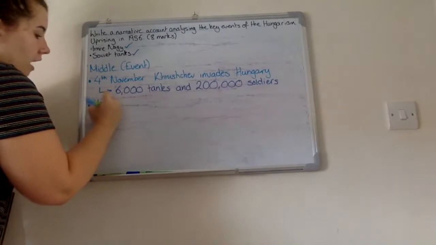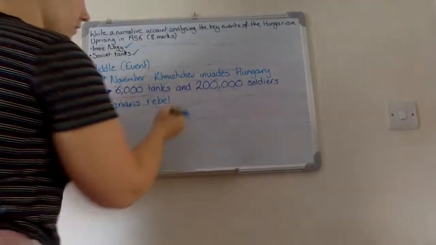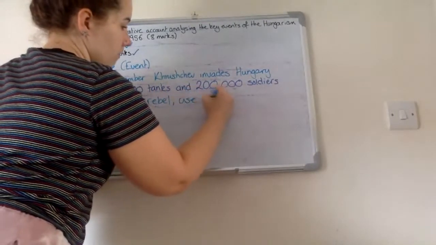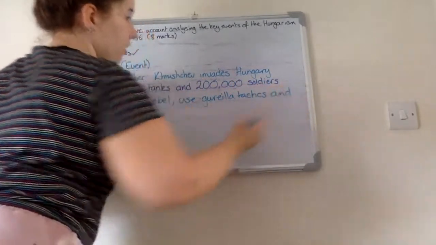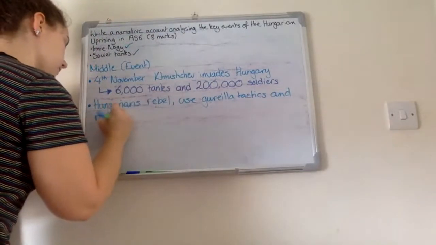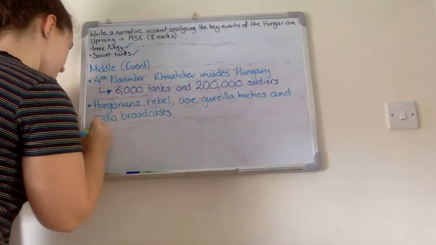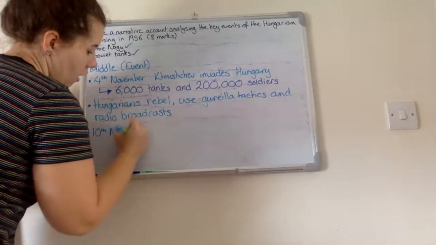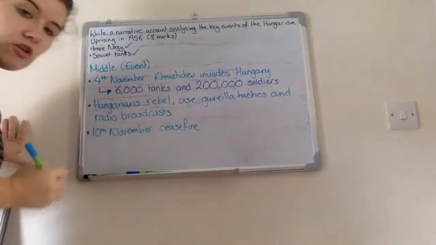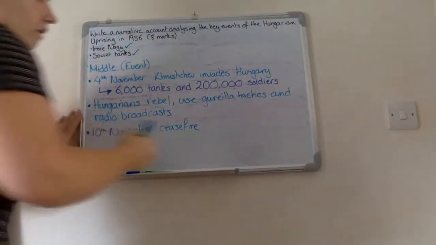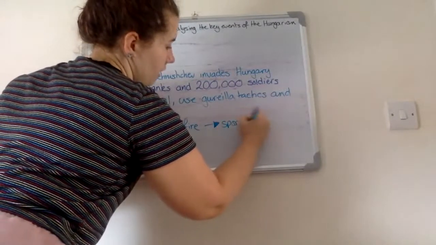So the Hungarian rebels, don't they, use guerrilla tactics and have radio broadcasts, although they are no match for the Soviet invasion. So there is a ceasefire that is called on the 10th of November, but it is worth knowing that there is sporadic fighting in 1957.